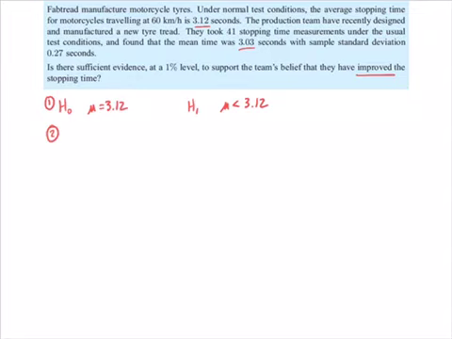Step number two is, what is the null distribution? Well, in this case, again, I don't know the actual standard deviation of the population, but I do know the standard deviation of my sample. And so we will say that this is, again, a t distribution, because I don't know the standard deviation. Degrees of freedom: I took 41 measurements, so degrees of freedom is 40. Remember, the degrees of freedom is important when we do the t-statistic in the calculations in step 5.